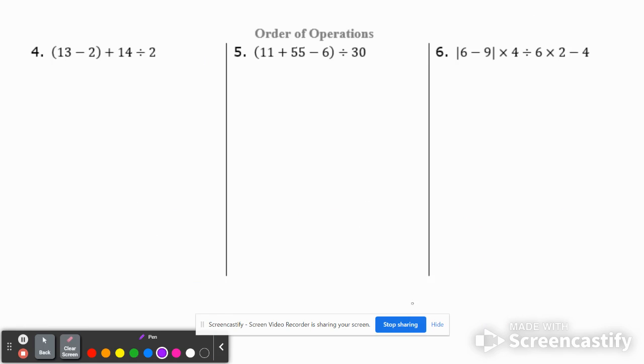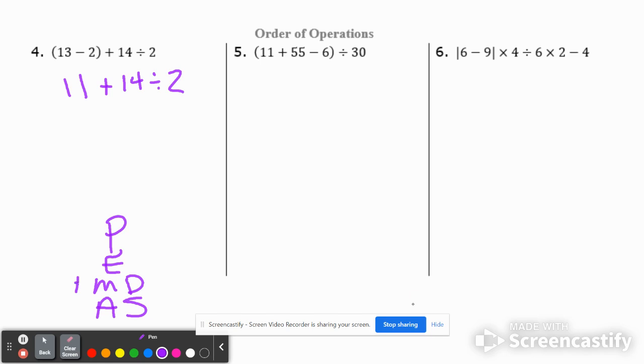Okay, 3 more problems. So again, let's write out our PEMDAS somewhere I can see it. All right. Parentheses, got them right away. 13 minus 12 is going to give me 11. Okay, bring everything down. 14 divided by 2.